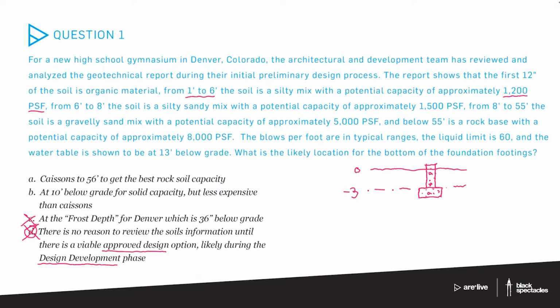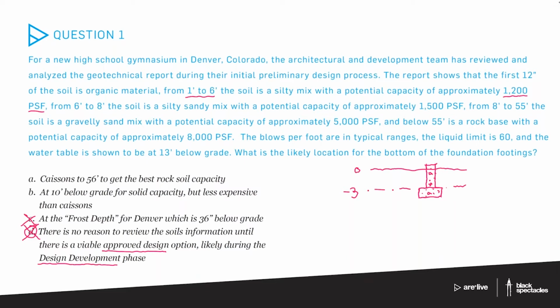Since we're at a gym, we're going to have a lot of clear open spaces just by the nature of being in a gymnasium. That's going to minimize the number of columns that we're going to have in our building. Typically, they're going to be just around the perimeter. So if we look at it from a cost per column, there's only about a 3,000 PSF difference between the 8 to 55 feet and below 55 feet. So we're not really gaining a whole lot in this case.